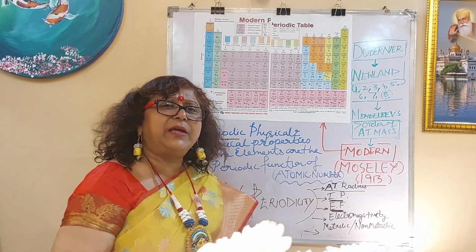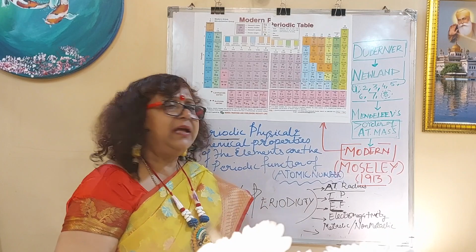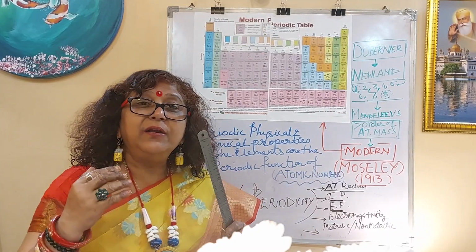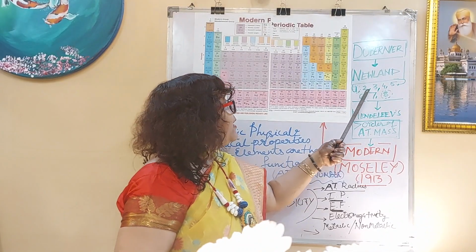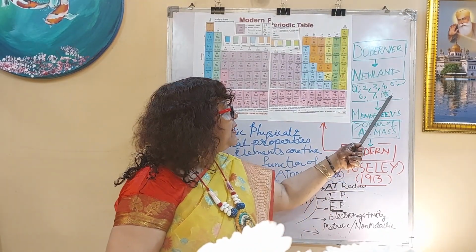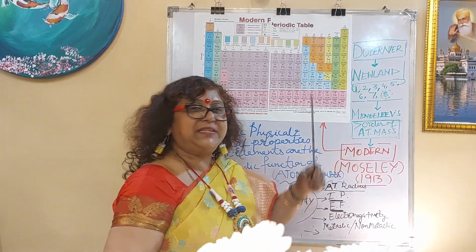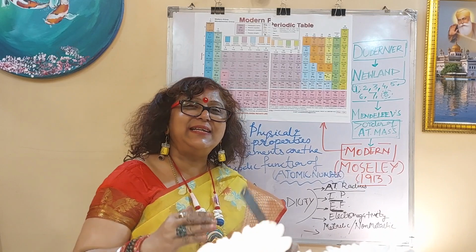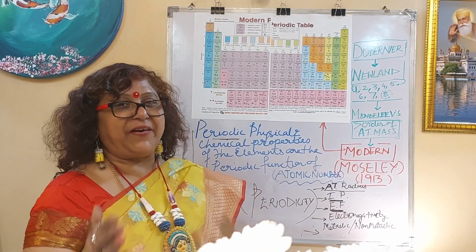Then the next person who came in this line was Newlands. He arranged the elements as per the notes of music: Sa, re, ga, ma, pa, dha, ni, sa. Every 8th element had properties like that of the first element, so there was a gradation of properties. But this also had certain limitations. It could not go further.